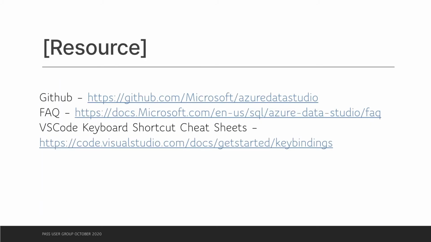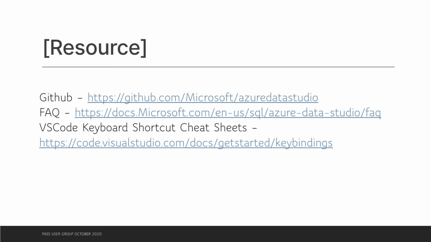All right, so here's some resources to look at. Obviously, GitHub, where ADS is, that Microsoft has, which is kind of cool because it does outline some of the limitations. If you're looking for a specific thing that's limited, you can go out there and look at that. And then VS Code keyboard shortcut cheat sheets.